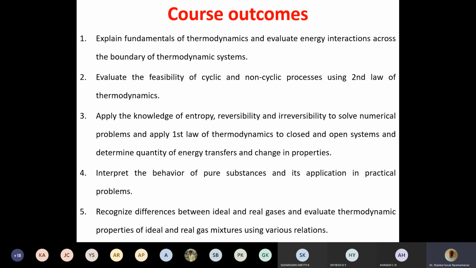Interpret the behavior of pure substance and its application in practical problems. Recognize the difference between real gases and ideal gases, and evaluate thermodynamic properties of ideal and real gas mixtures using various relations. Right. Some of these technical words may be new to you, though at least some of them you might have heard already. I'm sure most of you have heard the word thermodynamics. At least in chemistry or physics, this term might have been introduced to you. So these are the course outcomes.